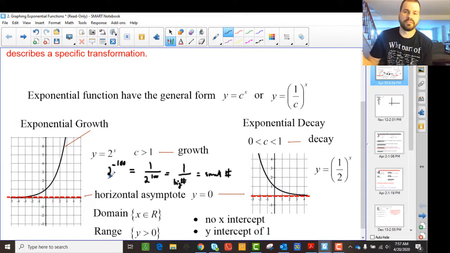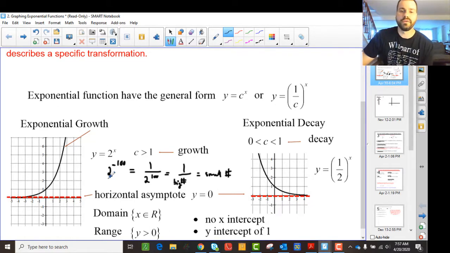So what the horizontal asymptote says is as you get really, really negative, and I'm talking a really big negative number, like minus 1,000, minus 10,000, maybe even minus 100,000, you're going to get a number that is very, very close to 0. It's not 0, but it's really, really close. So as x gets really, really negative, we're approaching 0. That's what it's saying.